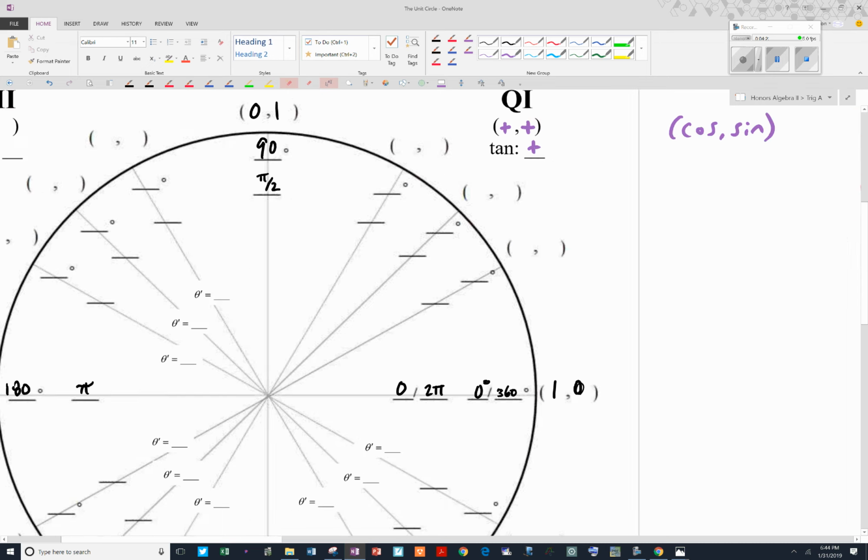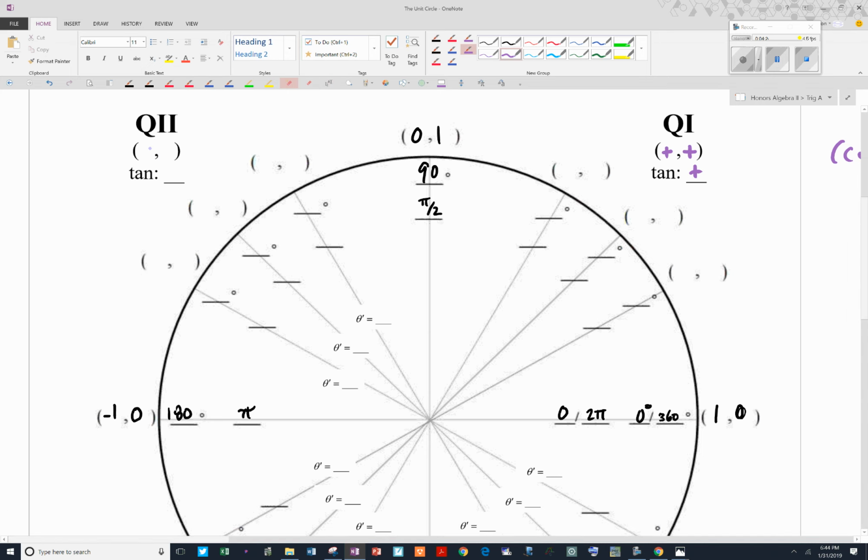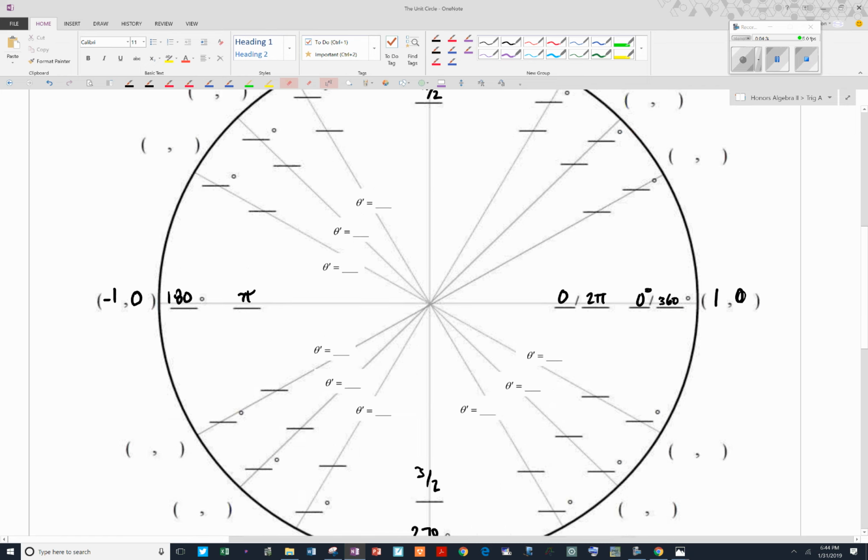All right? I'm going to continue on with our positives and negatives going around the unit circle here. So in quadrant 2, x would be negative, y would be positive. That means that cosine is negative and sine would be positive. So that means tangent is negative because we'd be doing a positive divided by a negative.